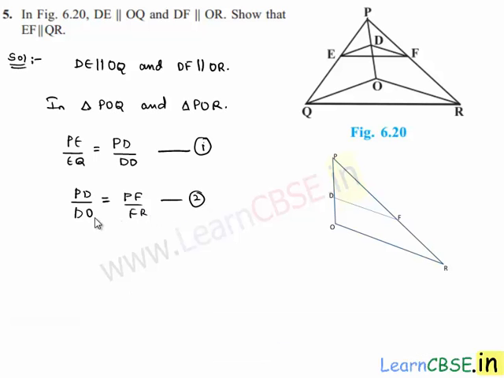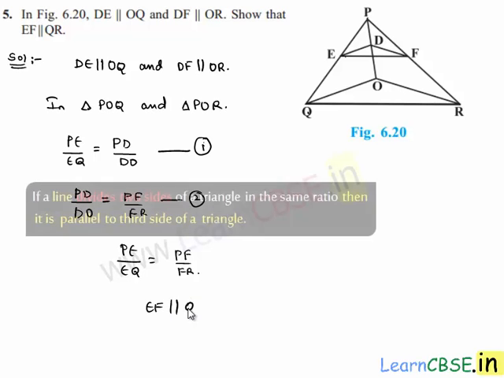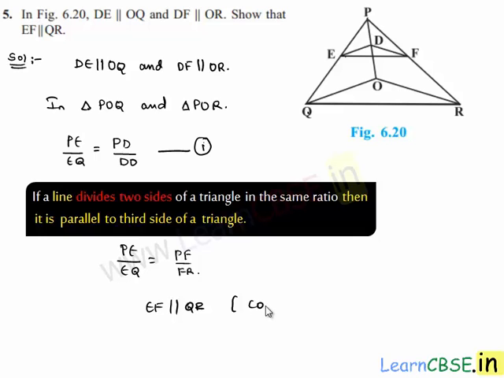Now as PD by DO is equal to PF by FR, let us substitute it in equation 1. Then we get PE by EQ is equal to PF by FR. Now it's clear that the proportion of PE to EQ is equal to the proportion of PF by FR in triangle PQR. That means from the converse of the basic proportionality theorem we can say that EF is parallel to QR, that is from the converse of the basic proportionality theorem.